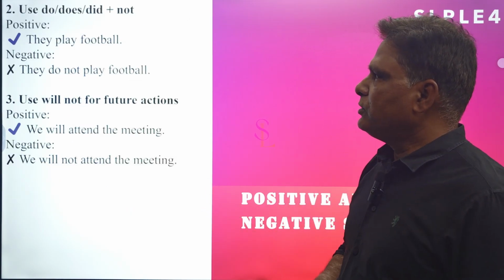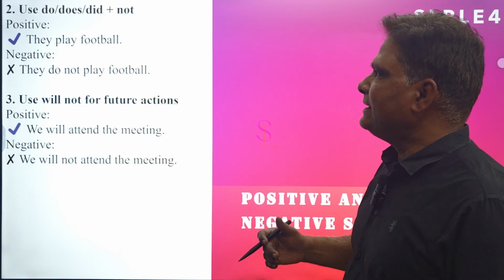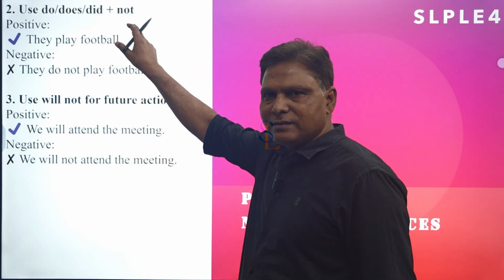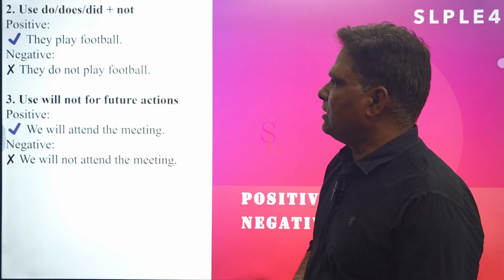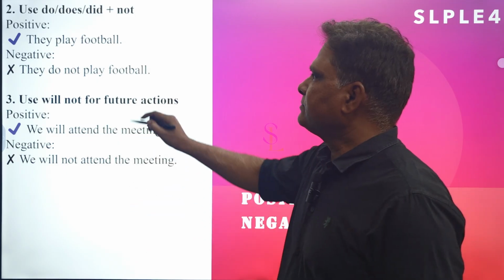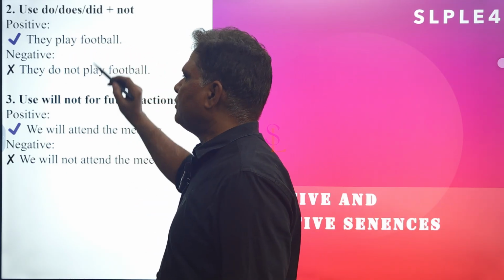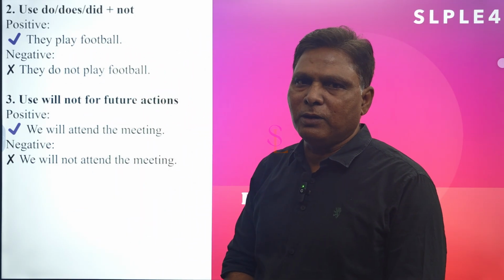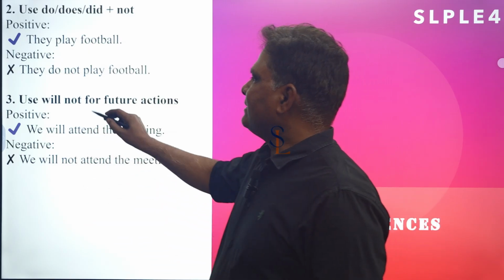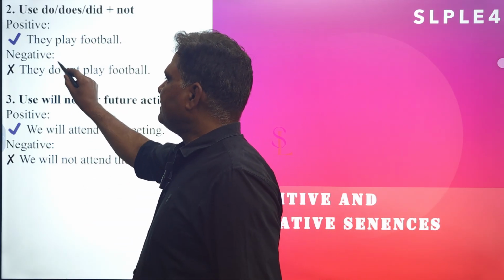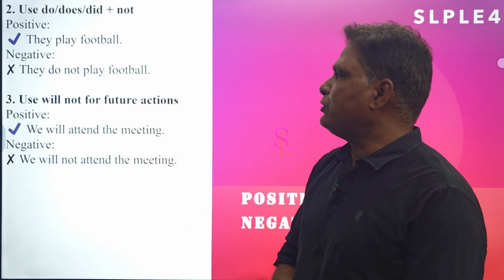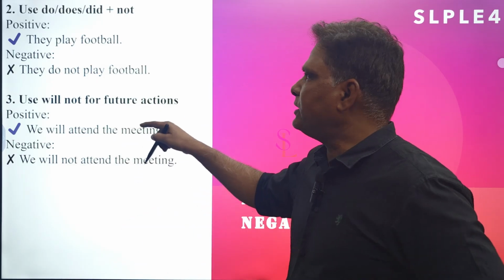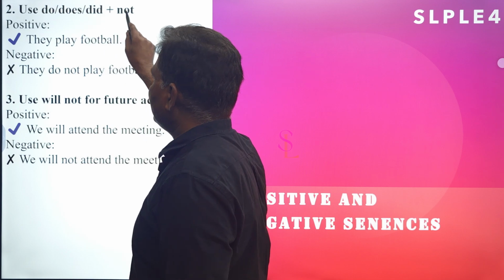What about rule number 2? Use do, does, did plus the negative not to make the sentences negative. They play football. Can you say they play not football? You cannot say that. Then you need to understand the importance of using do. They do not play football. So here you need to add do plus not.